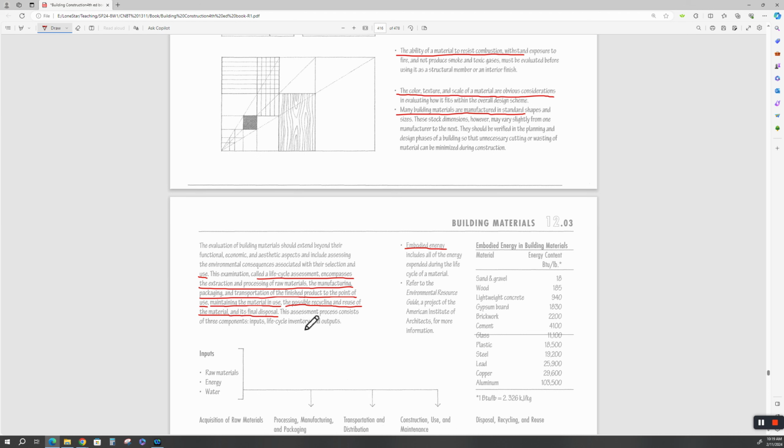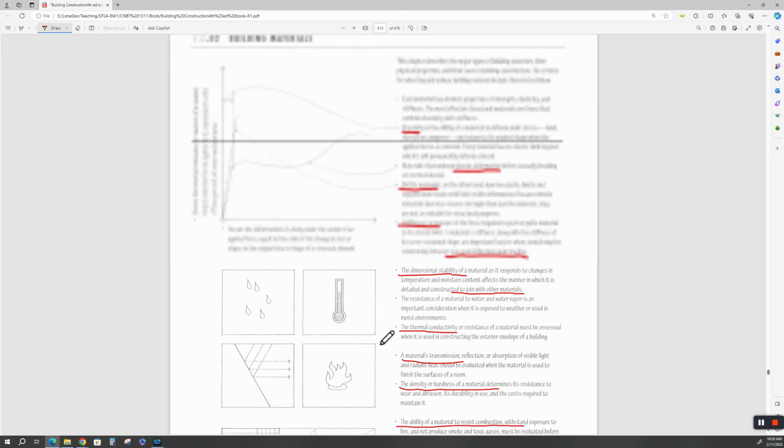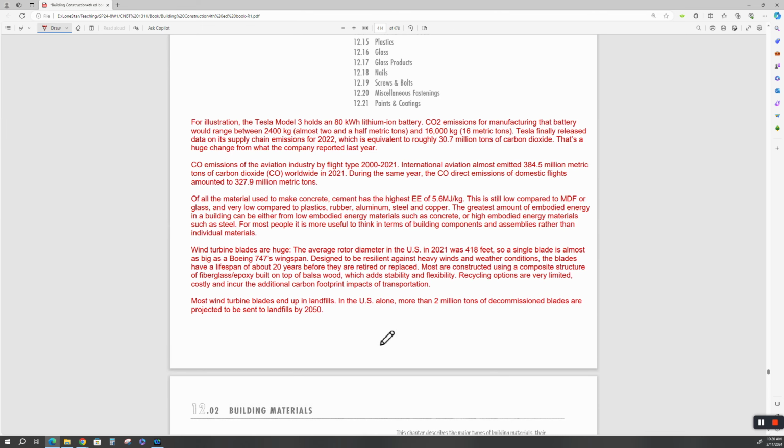And this assessment process consists of 3 components. This is called a life cycle assessment. The life cycle assessment, okay, consists of 3 components: the input, the life cycle inventory, and the output. Now, this all sounds weird, but it's not. Let's go up here and I'll give you some examples of what we're talking about.